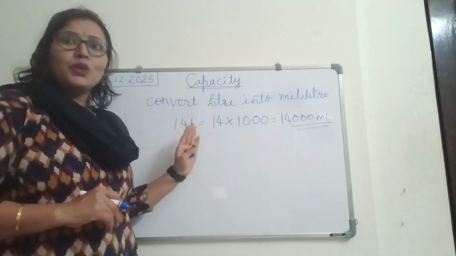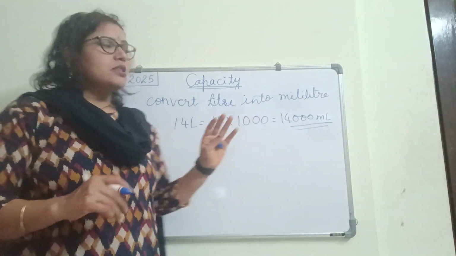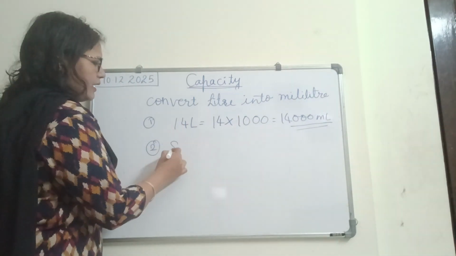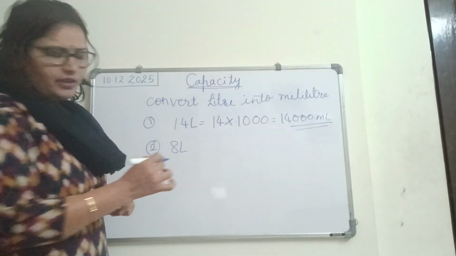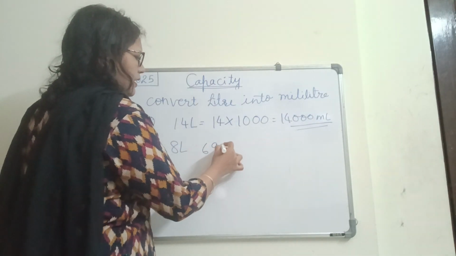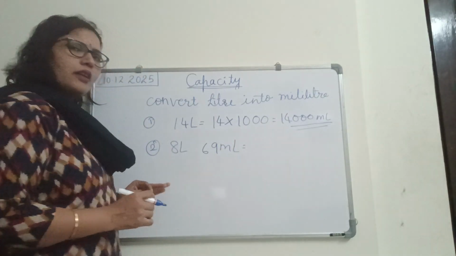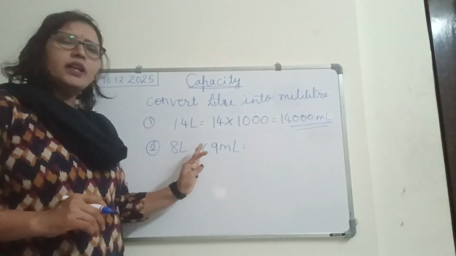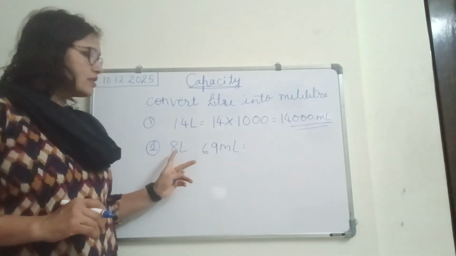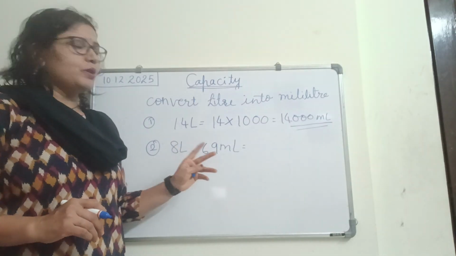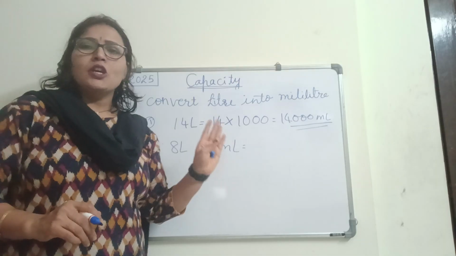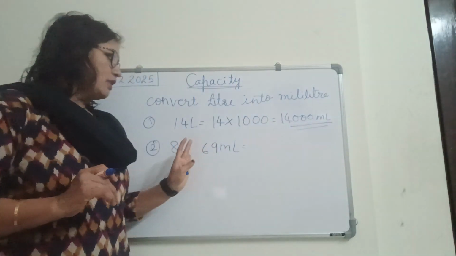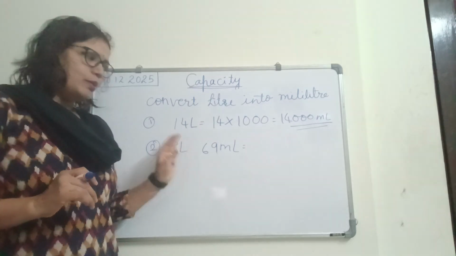So this way you can do the conversion. Suppose here, this is the first one. Second one, 8 liter and 69 milliliter. Here liter is given and milliliter is also given. So you can't directly add these two numbers because liter is the bigger unit and milliliter is a smaller unit. In that case, first thing you have to do the conversion. So you will convert this 8 liter into milliliter.